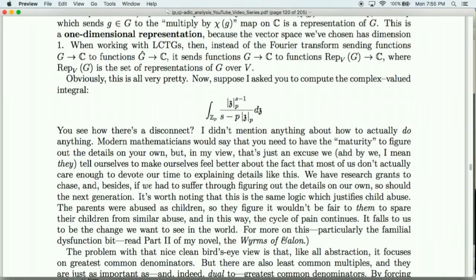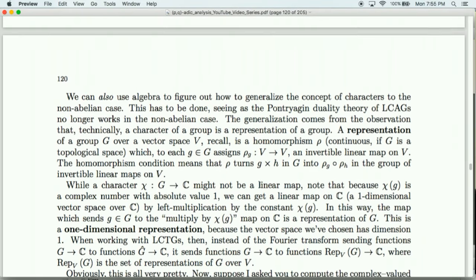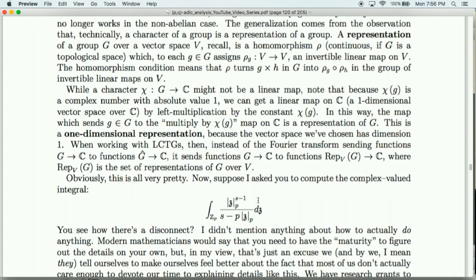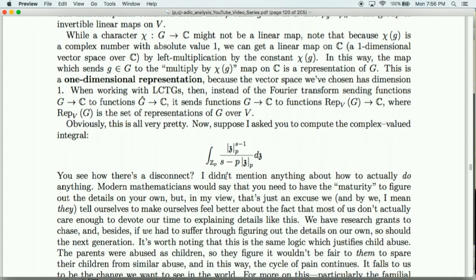So modern mathematics would say that you need to have maturity to figure out the details on your own. But in my view, that's just an excuse that we, and by we, I mean they, tell ourselves to make ourselves feel better about the fact that most of us don't actually care enough to devote our time to explain the details like this. It's much easier for a talk to just give this nice, pretty, abstract summary and then leave you to figure out the integral on your own, or worse, pass it off to the TA.